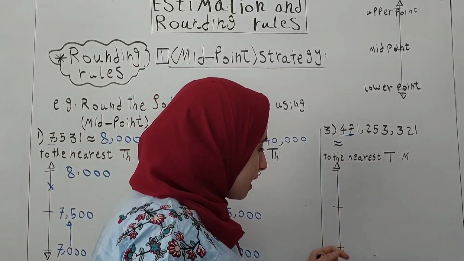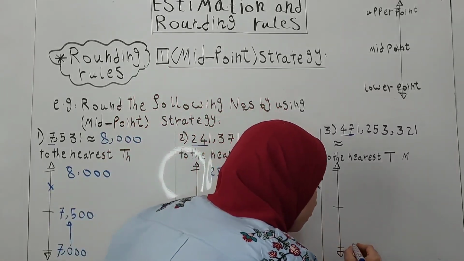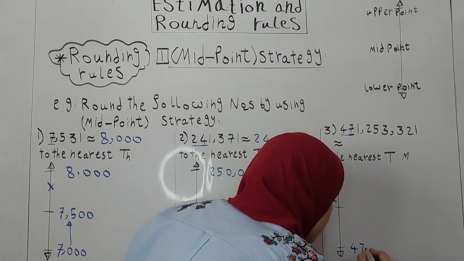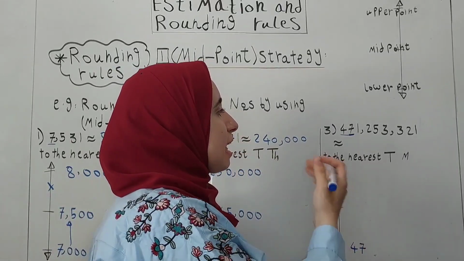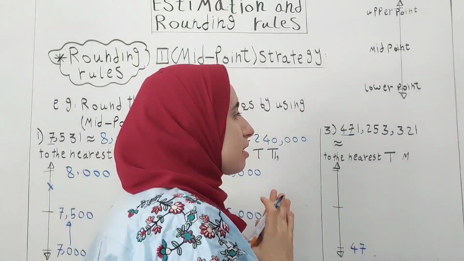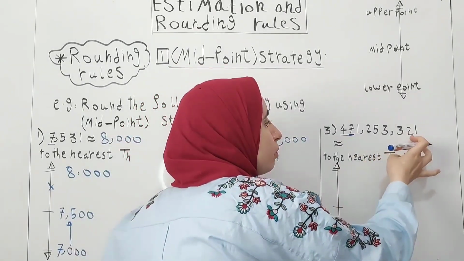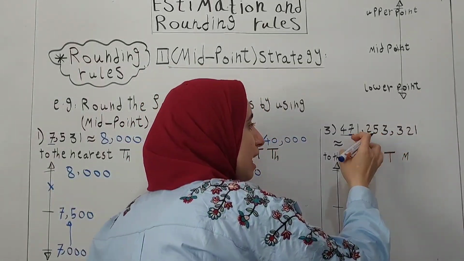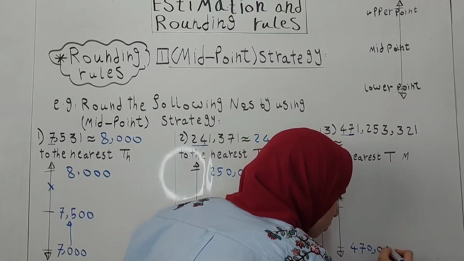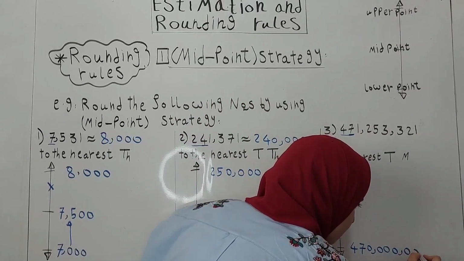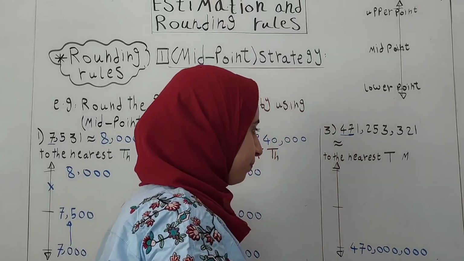Now, we need to write the lower point. We put 47 as it is, and we replace digits in the last place with zeros. How many zeros? 1, 2, 3, 4, 5, 6, and 7. We put 7 zeros.